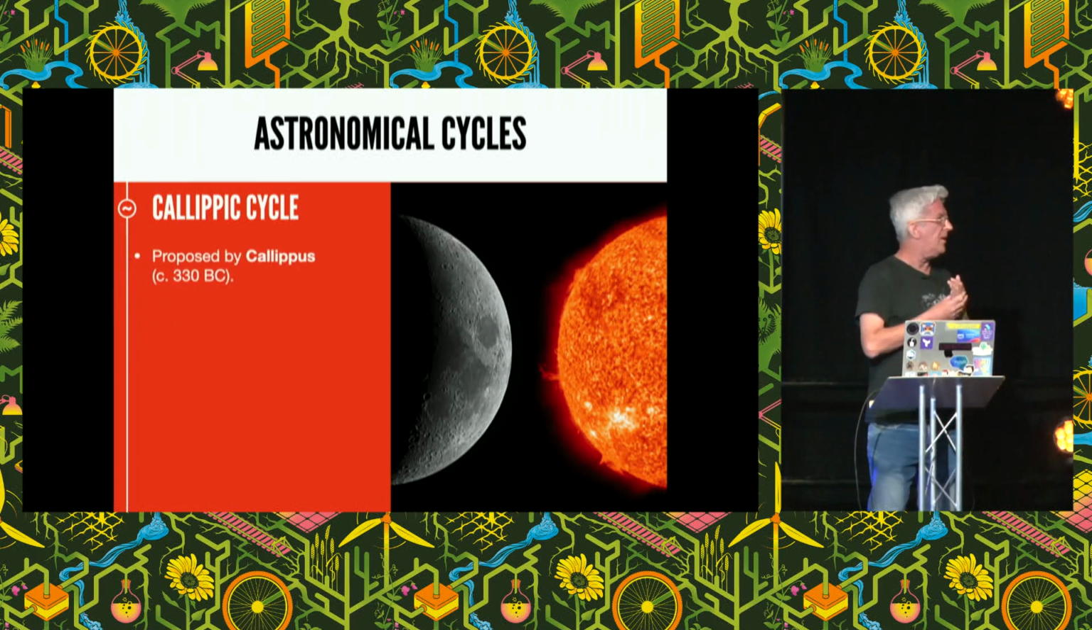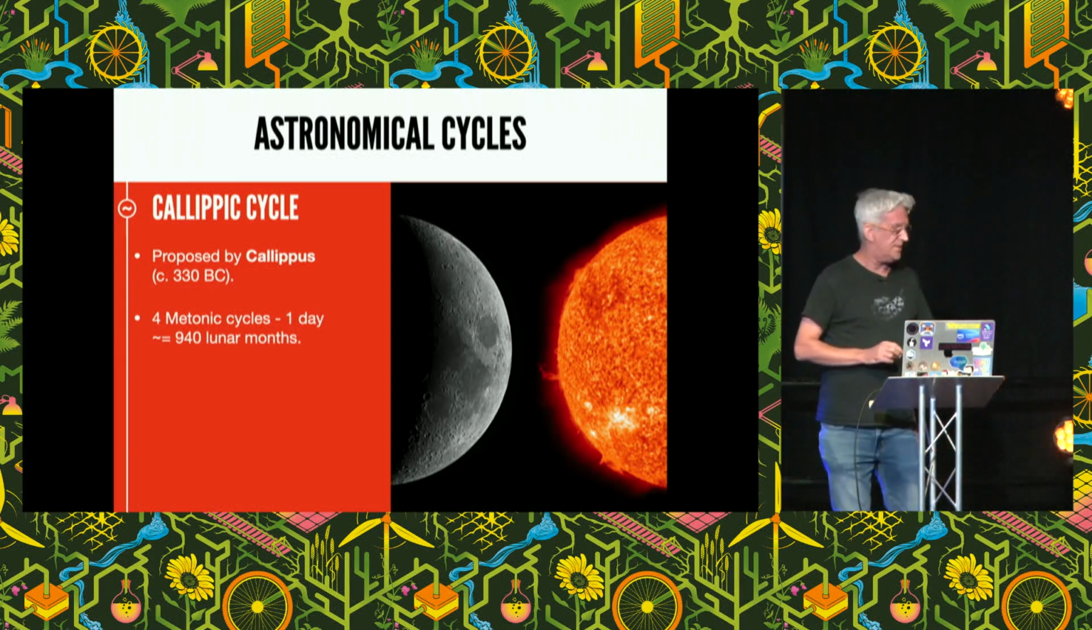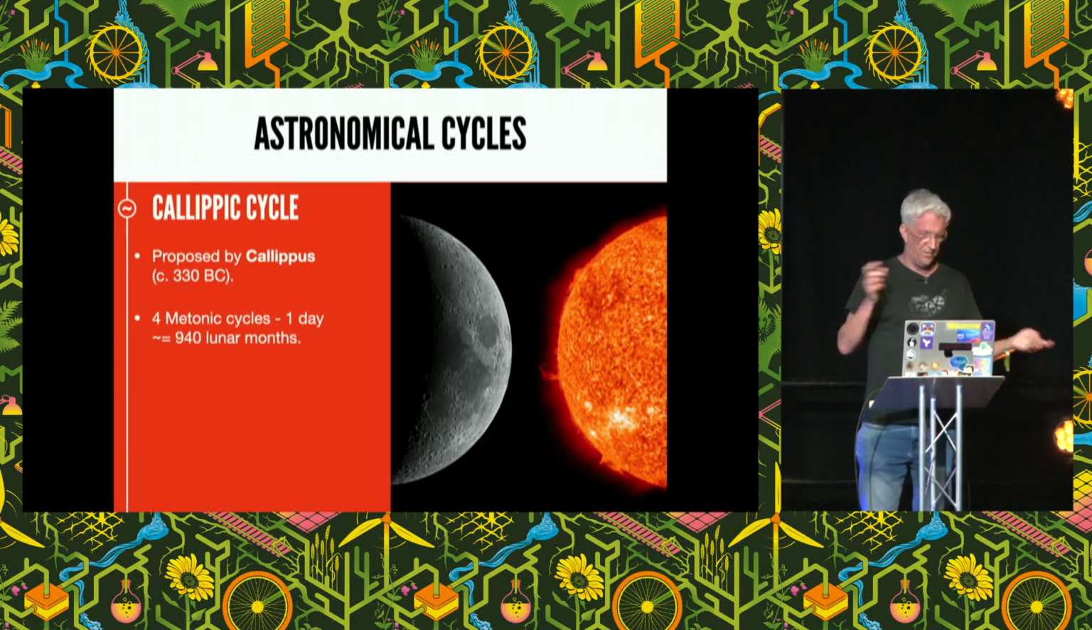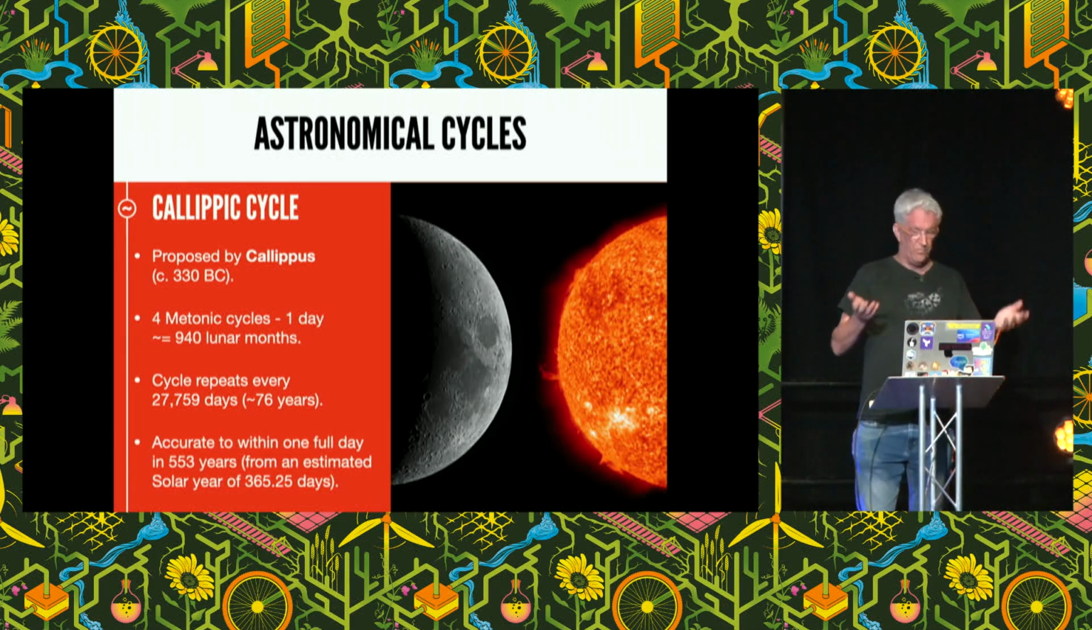So Callippus comes along about 100 years later and goes, there's Metonic cycles, that's interesting. If you take 4 of those and take away a day, that's quite close to 940 lunar months. So that cycle, a much larger cycle, obviously, but it's accurate within 1 day in 553 years, I think. Yeah, so very good. So he takes a bow.